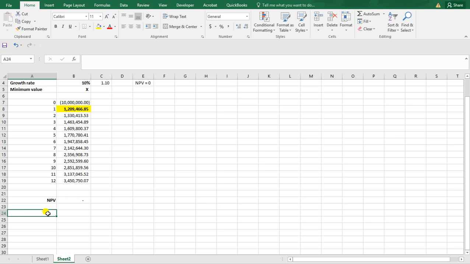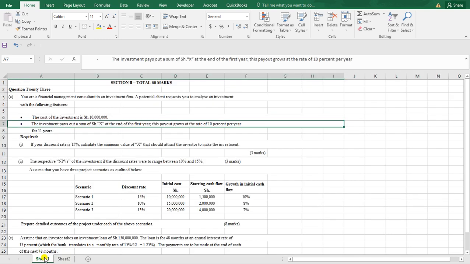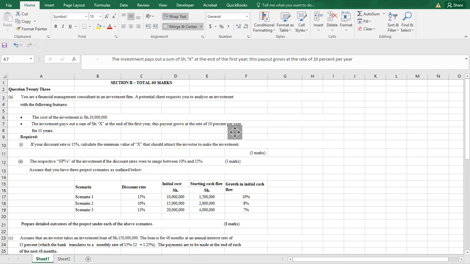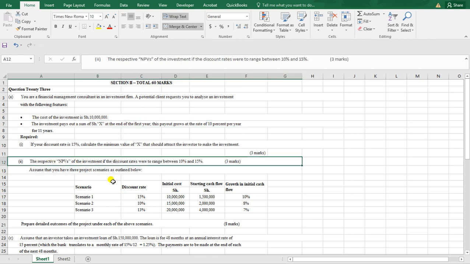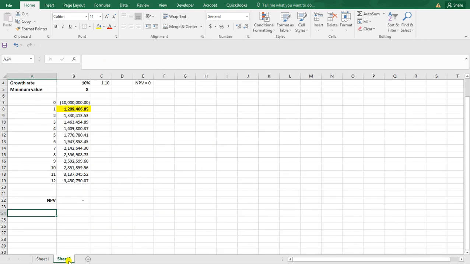Now, after we are done with that bit, proceed to the second question where we were asked by your examiner the respective NPVs of the investment if the discount rate were to range between 10% and 15%. So basically, we are done with that bit. Now, looking at part 2 of the question, we are asked the respective NPVs of the investment if the discount rates were to range between 10 to 15. That's why we've said we'll be using the goal seek, right? So I need my investment. These are our assumptions. I'll be having, of course, our start.